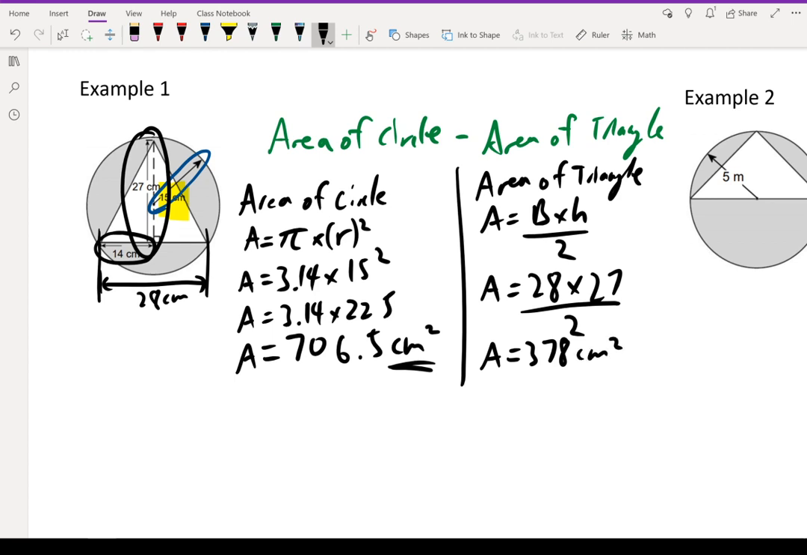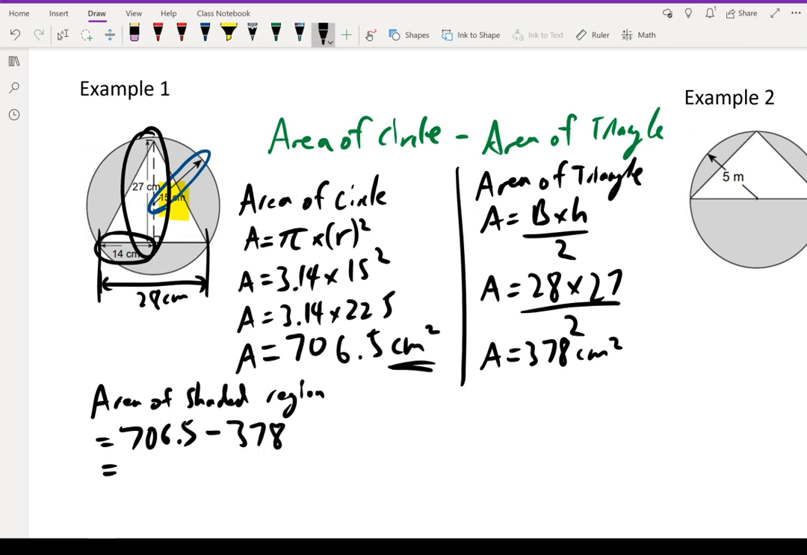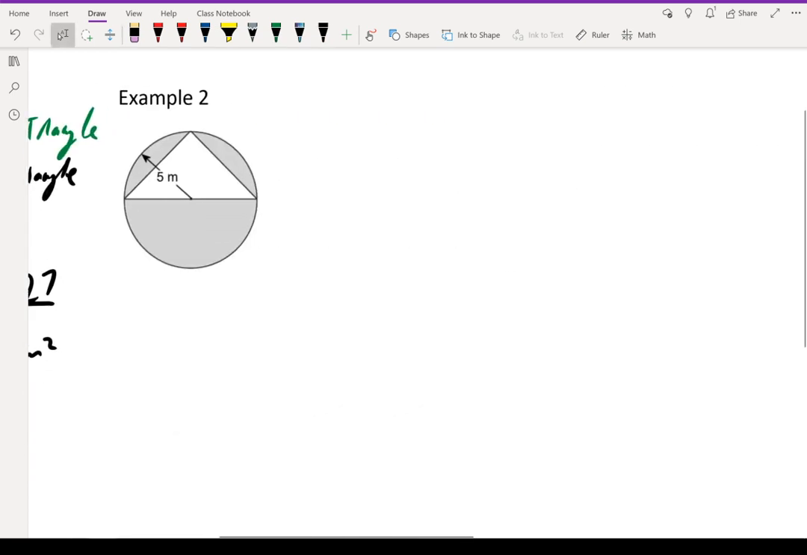Now we have to find the area of the shaded region. So area of shaded region is equal to 706.5 minus 378, and that will give you 328.5 centimeters squared. So that will be example 1. Okay, now moving on to the second example.